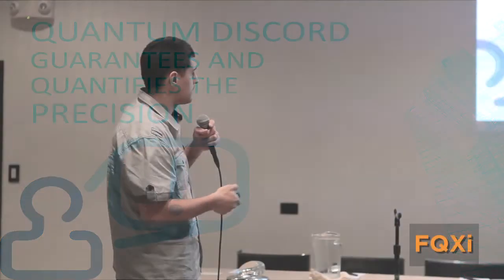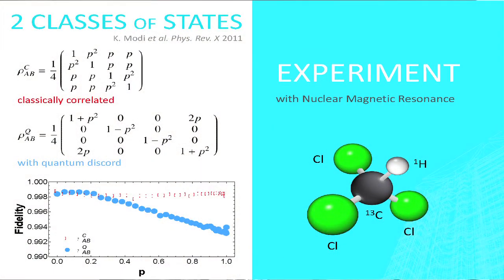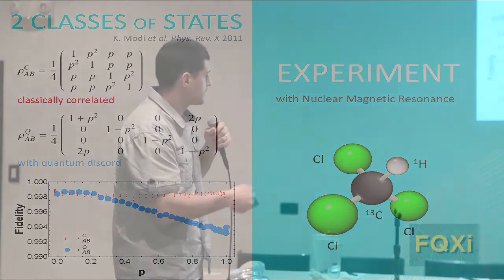Then we did an experiment about that. I don't know how much time I have? 2 minutes, okay. Very quickly, we did an experiment with our colleagues in Brazil where we considered 2 classes of states, one classically correlated, one with discord, both at the same purity, so mixed states. Purity depends on this P. They were very high quality preparations of these states, done with NMR ensembles.